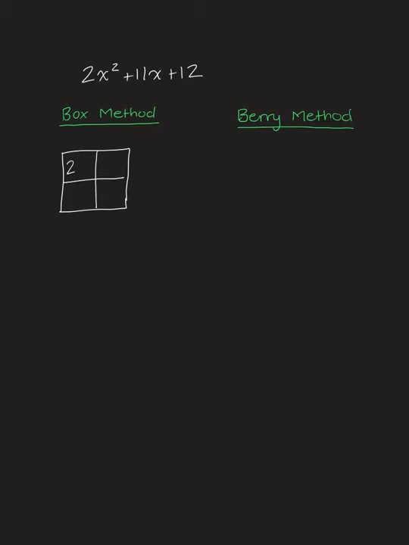So the 2x squared is going to go in the first spot there, and the 12 is going to go in the last spot, and then you fill in with your x's. Now remember, your next step is to multiply your a times your c. So I will have 2 times 12, which is 24. Now I need to find magic numbers that will multiply to 24 but add to 11.